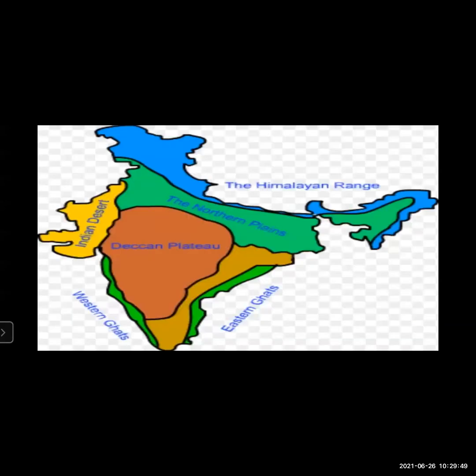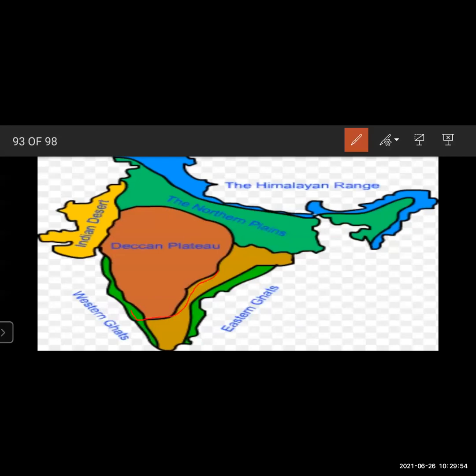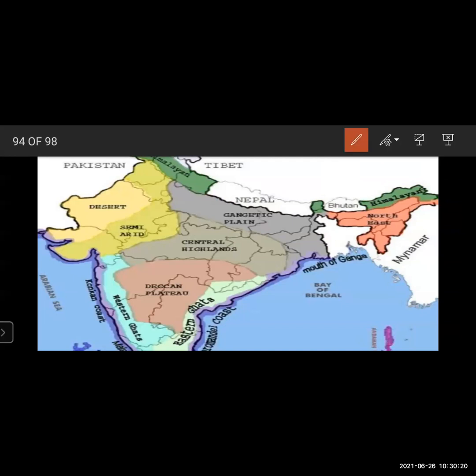So this is the Deccan Plateau. And this is the Sahyadri, Western Ghats. And this is the Deccan Plateau. Here also you can see, this is the Eastern Ghats. This is the Coromandel Coast. This is the Sahyadri, Western Ghats. And they are moving from here.